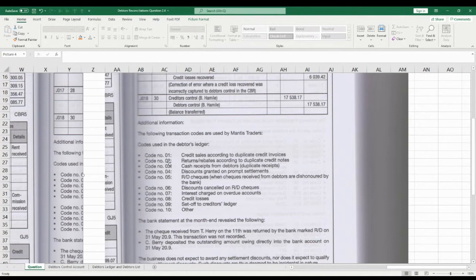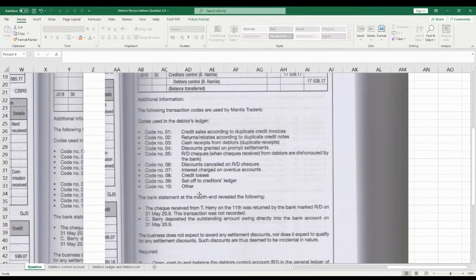Now in a test or an exam, this would probably be left out because we do not have a lot of time. But for completion purposes and to make sure you understand the whole process, in the textbook questions, this will be included. Now let's quickly see what the additional information was. They say the bank statement at month end revealed the following: that the cheque received from T. Harry on the 11th was returned by the bank, marked RD, on the 31st of May. The transaction was not recorded.